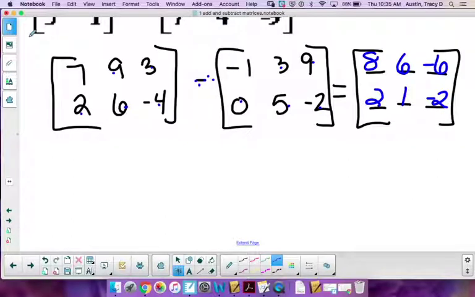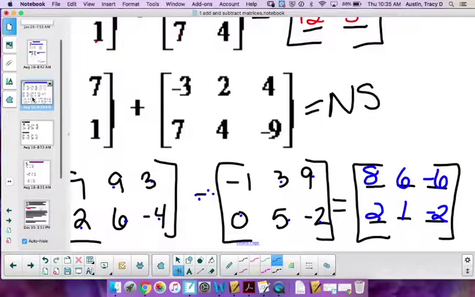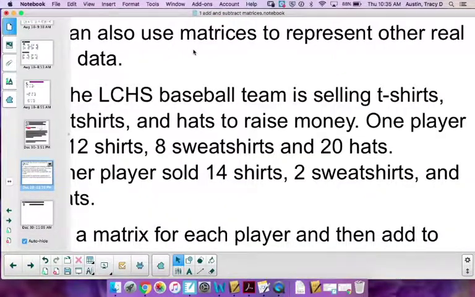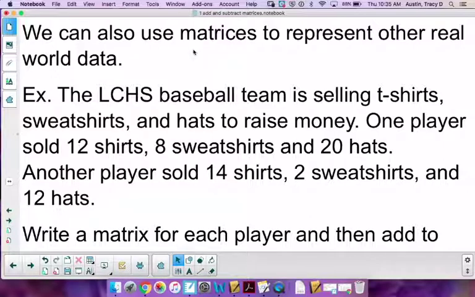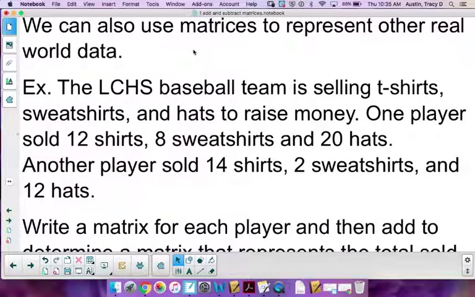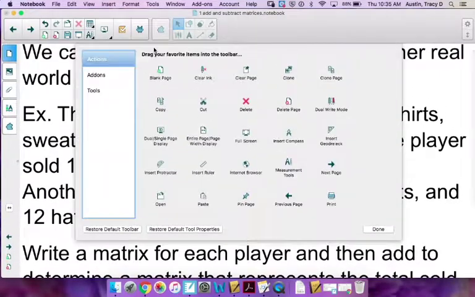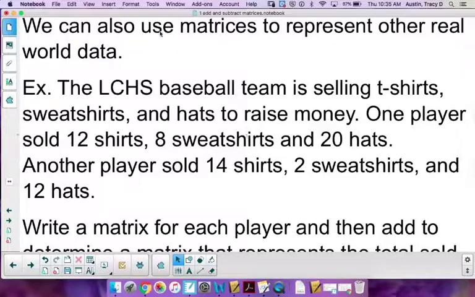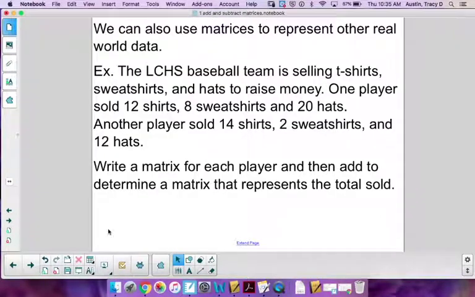What if the matrices were not made up, if they were actually representing something? Okay, so as an example, we can use it to represent real things. In this case, we're going to use the matrices to represent the baseball team, what these two players have sold. I don't want you to copy this. There's no point to it. I just want you to read it, if this thing will go away, so that we can actually write the matrices together for it, okay? So we're going to write the matrices that represent these two baseball players.